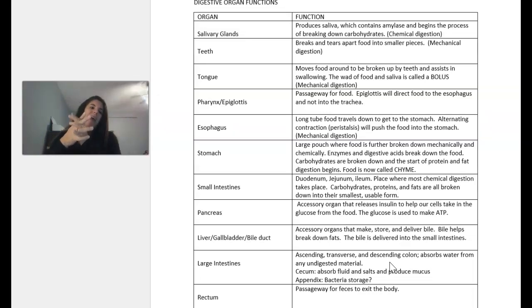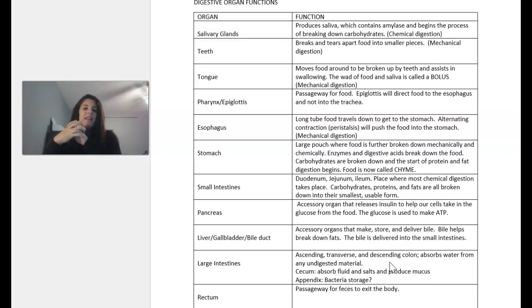And then also the appendix. For humans, there's no life-necessary function of the appendix. We do think that maybe it's a place where good bacteria is stored to help break down food products, and then maybe play a role in immune response a little bit.